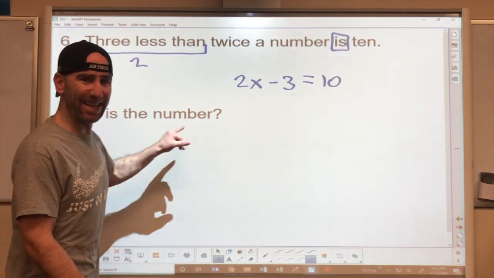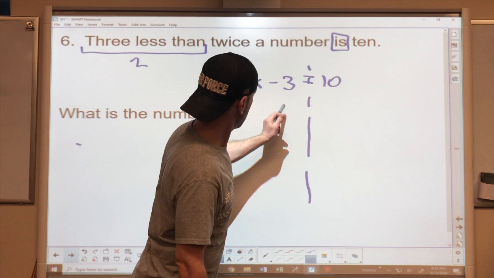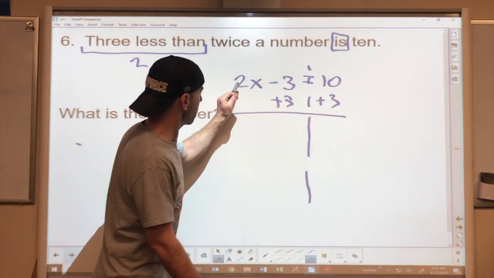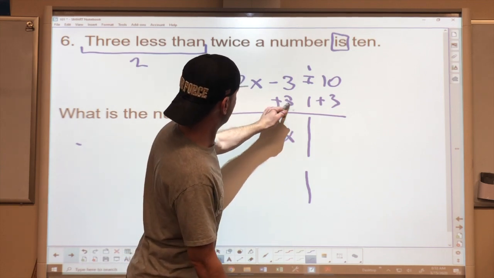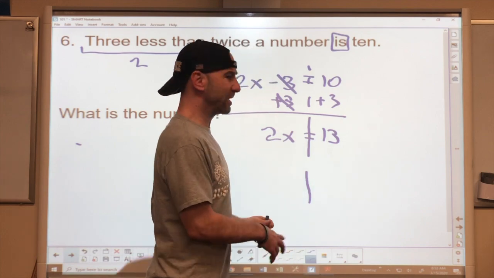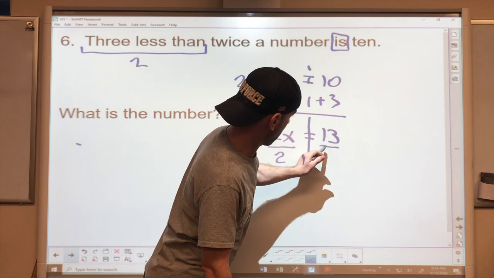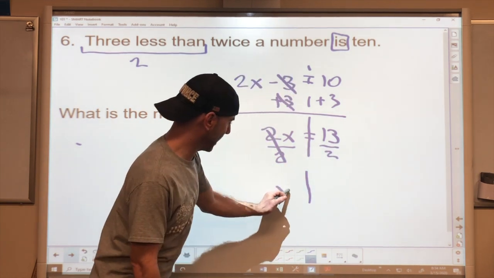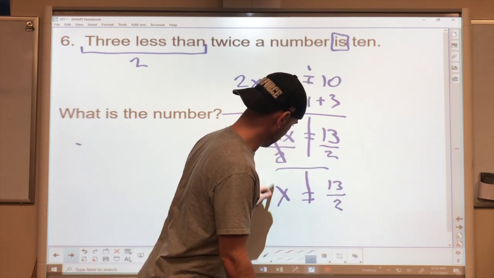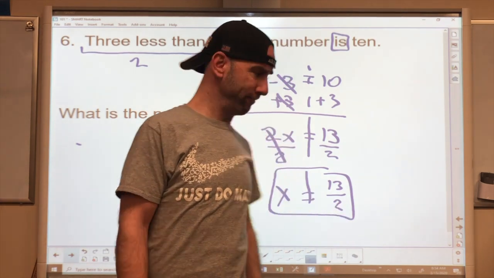Okay, we need to find what the number is. What is the number? So we're going to add 3 to both sides. Bring down the 2x. This is gone. Equals 13. Divide both sides by 2. And x equals 13 over 2. And remember, you can leave it just like that. You don't have to long divide.